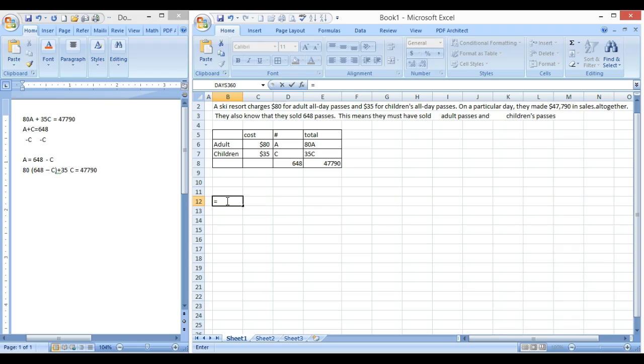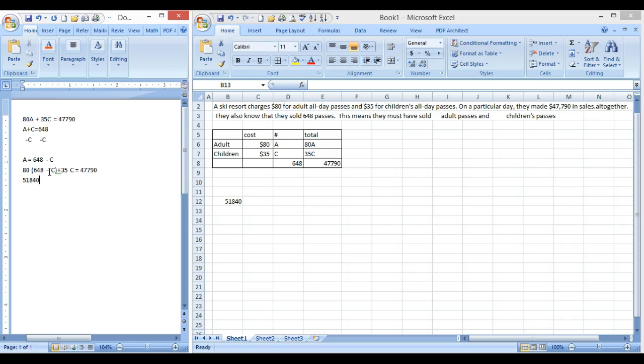Okay, so we're going to do 80. To make it calculate like a calculator, you have to type the equal sign in. And then I want to calculate 80 times 648. That's for my first part of the distributive property here, 80 times the 648. So I'm going to press enter, and I get 51,840.